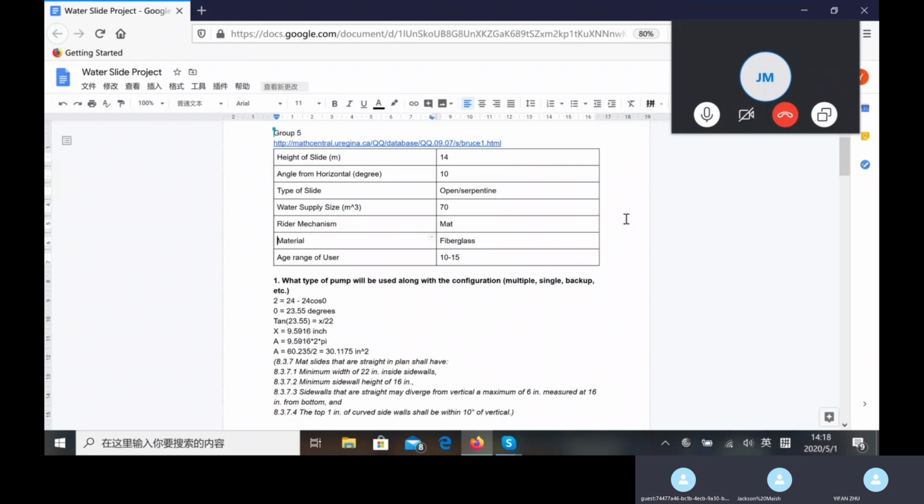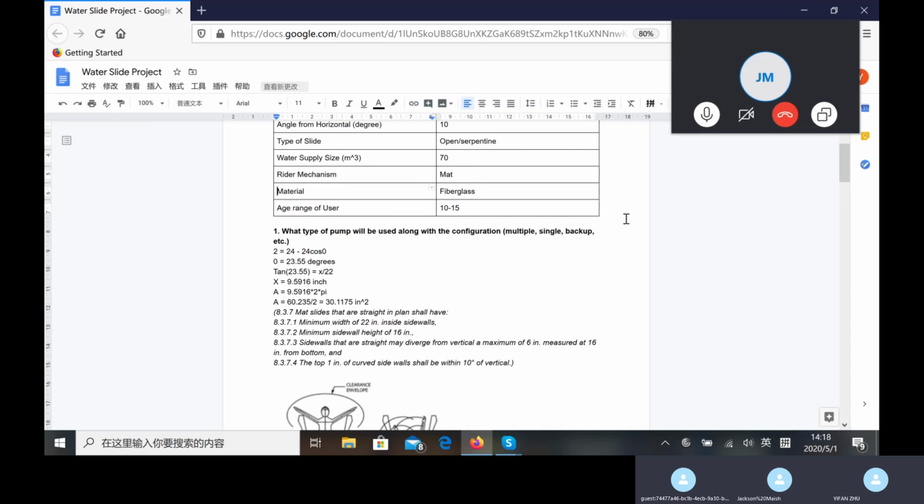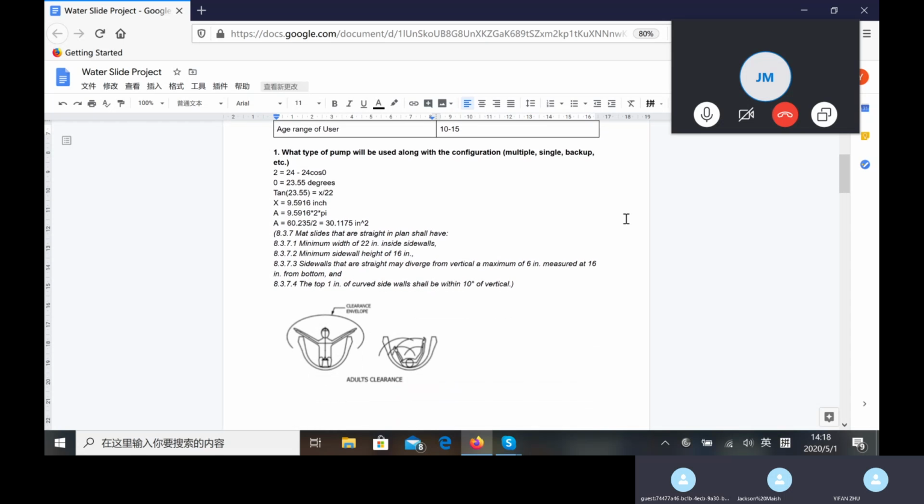years of age. And so the first thing we did is determine how much area of water would be in the slide at any given time. That's what is going on in question number one, because we had to find out what the specifications of our slide would actually be. So we determined that the minimum width is 22 inches inside the sidewall. Minimal sidewall height has to be 16 inches. Sidewalls that are straight and from vertical have a maximum of 6 inches, measured at 16 inches from the bottom.